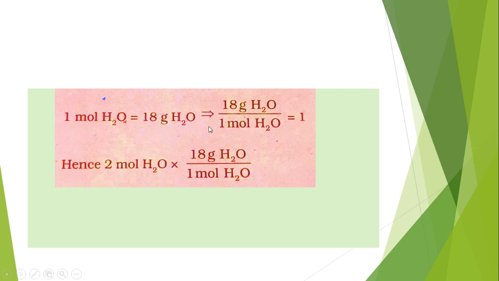If you want to do it in the unity form, 18 gram of water divided by 1 mole of water is equal to 1. Therefore, 2 mole of water into 18 gram of water by 1 mole of water. Instead, writing 1 mole as 18 gram of water, the answer becomes 2 into 18 gram of water, which is again 36 gram of water. That means 2 moles of water is equivalent to 36 gram. In terms of gram, we have done the problem.